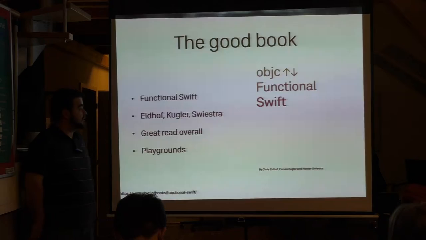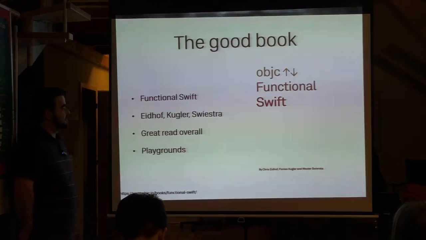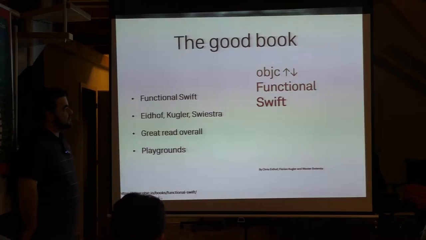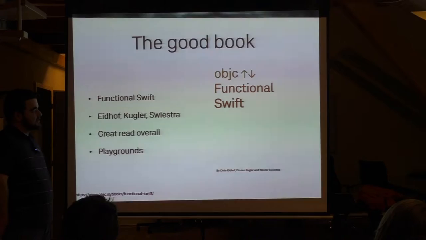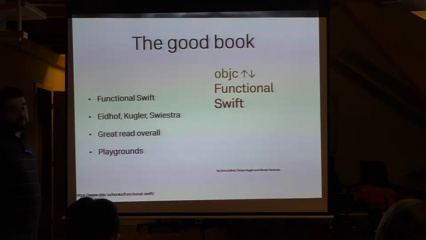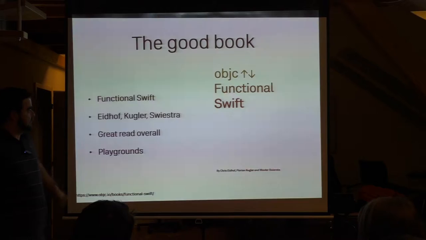The book is a great read overall, not just for functional Swift, but also for some general functional paradigms and stuff about functional programming. But it's mostly about Swift and how you can use some features of functional programming in Swift. What really helped me with the book is that, as is usual these days for programming books, part of the book are sources, but it also has playgrounds. If there will be the time at the end, I'll show you some. I'll put the presentation somewhere, and at the bottom are the links to what I'm talking about on each slide.